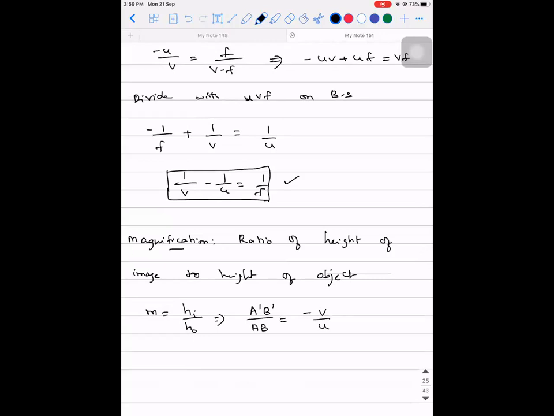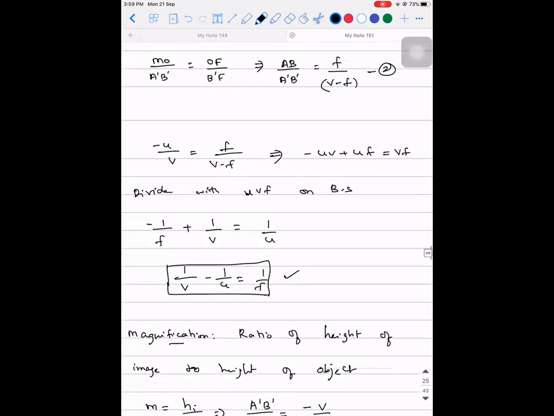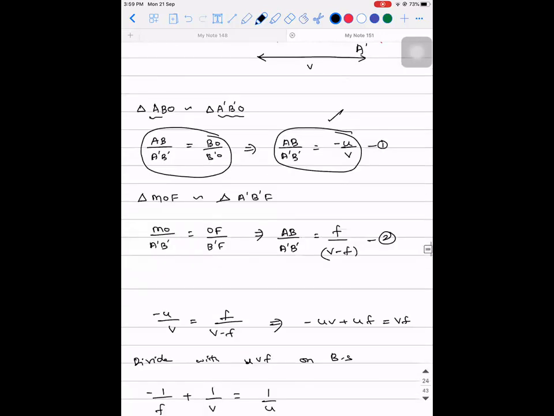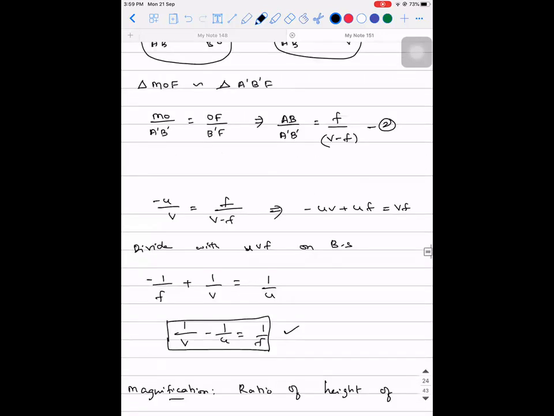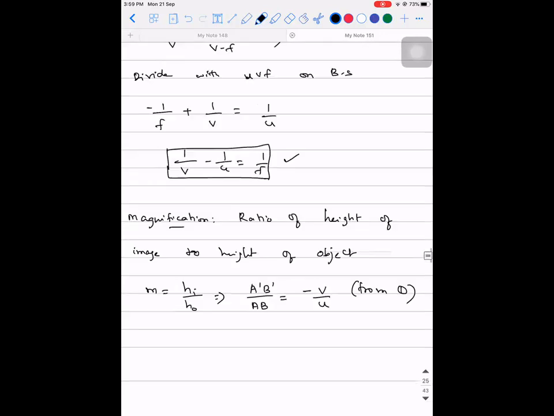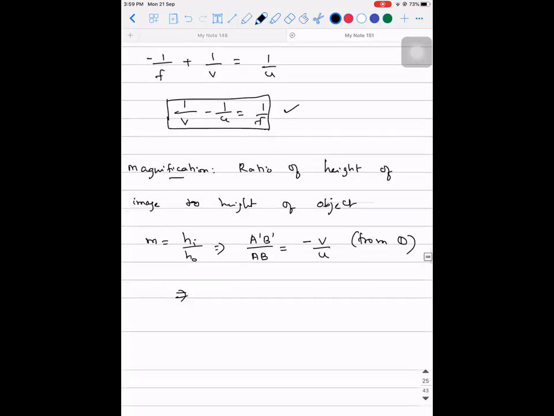Accepted? Yes. From expression number 1, A dash B dash by AB is minus V by U. So A dash B dash is minus HI, divided by AB which is H naught, is equal to minus V by U. So minus and minus will get cancelled. What is HI divided by H naught? This is what is magnification. This is equal to V divided by U. So this is the magnification of a thin lens.